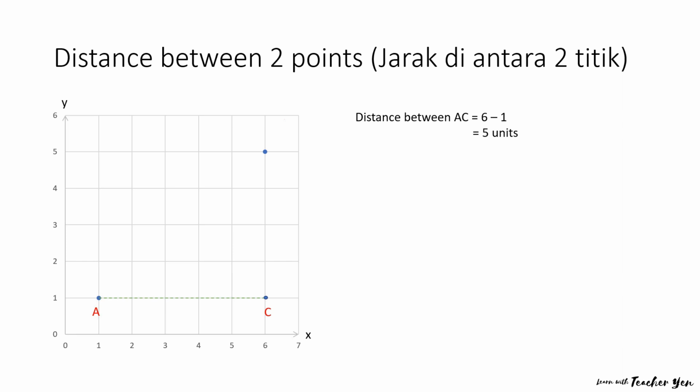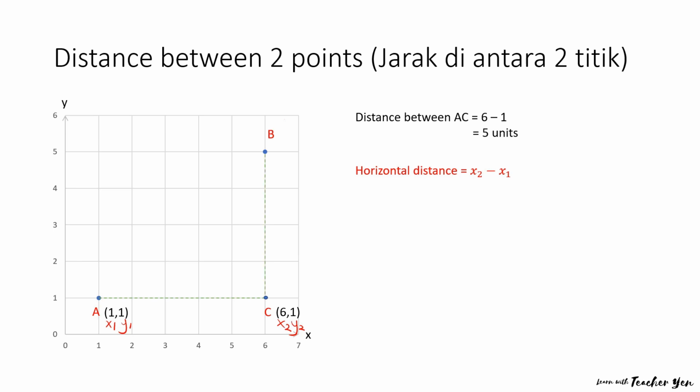The coordinate for point A is (1, 1), and for point C is (6, 1). And then label it as the x value, y value. This is the x value, y value. Since both have x and y, label it as the first set. This is the second set. The horizontal distance can be calculated from the difference between the x values, which is x2 minus x1.